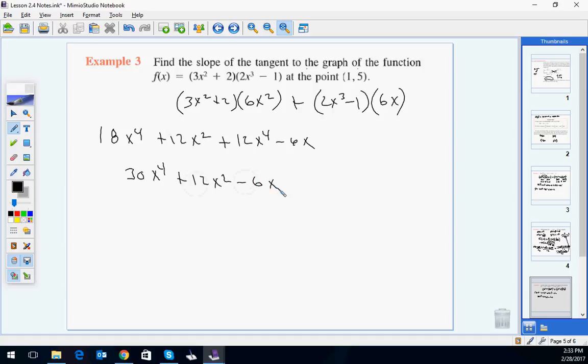So here's the equation of your tangent slope. That's your slope equation, essentially. You plug a 1 in, it tells you what the slope is at that point. So you got 30 plus 12 minus 6. 42, 36 is the slope at that point. Okay? All right.